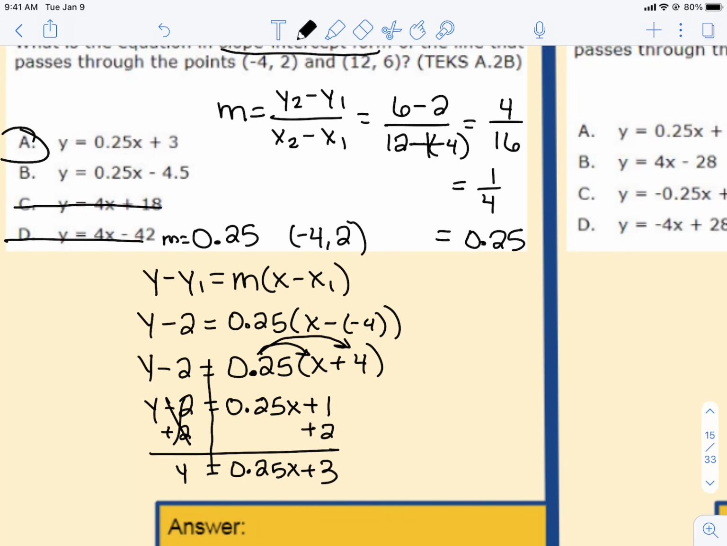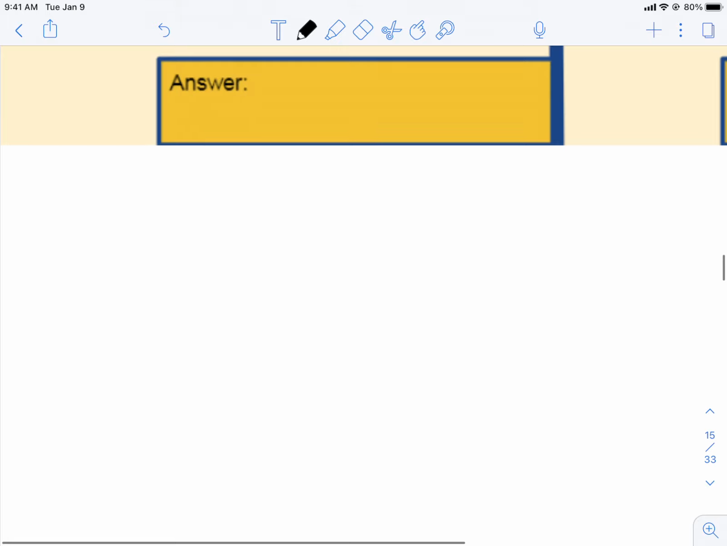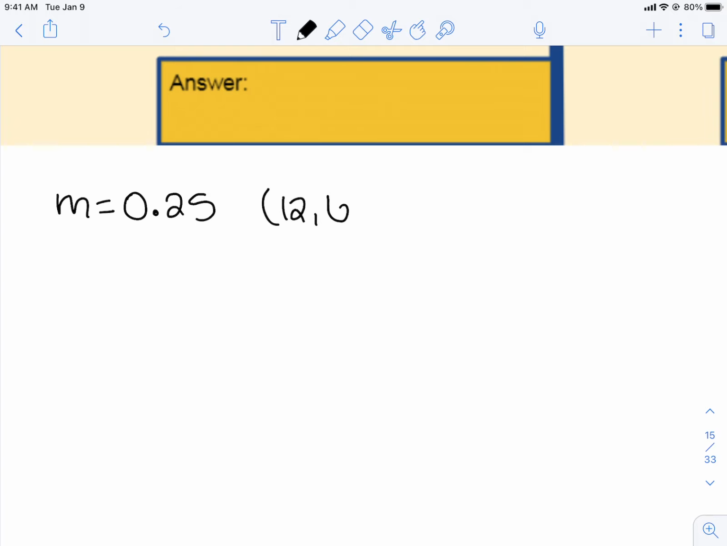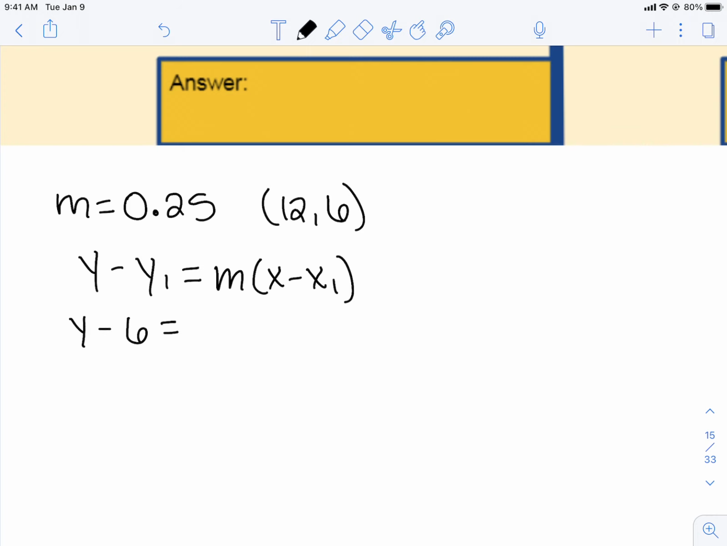But I do want to show you that you'll get the same answer if you use (12, 6) instead of the (-4, 2). So down here, I'm going to show you. Again, my slope was 0.25. My point was (12, 6). And I'm going to plug it into the point-slope formula. I'm just trying to show you that it doesn't matter which point you use. So I have y minus 6 is equal to 0.25 times x minus 12.